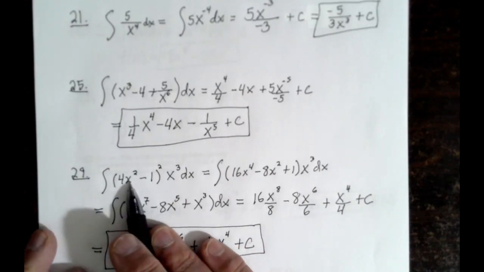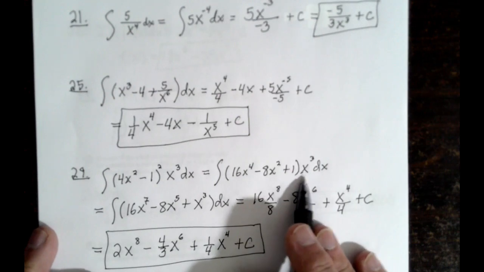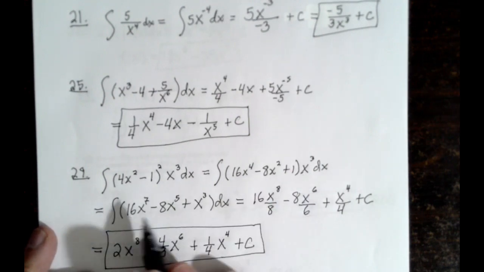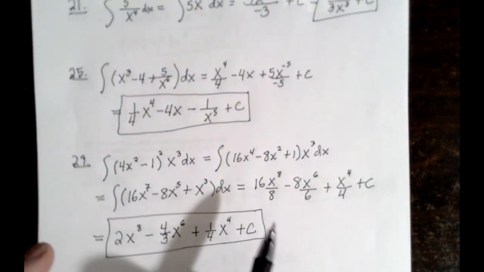29, I multiplied this guy out, this guy times itself. Then I multiplied it times the x cubed, and I got this. Now you can integrate each individual term. And you get what you get here. Nothing unusual there.